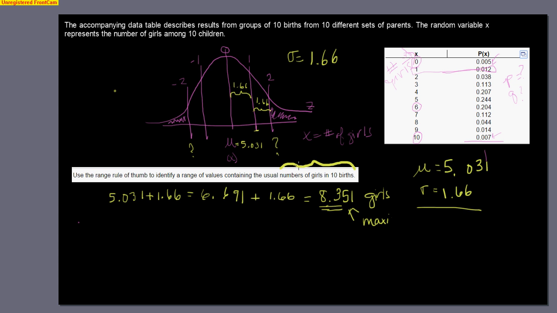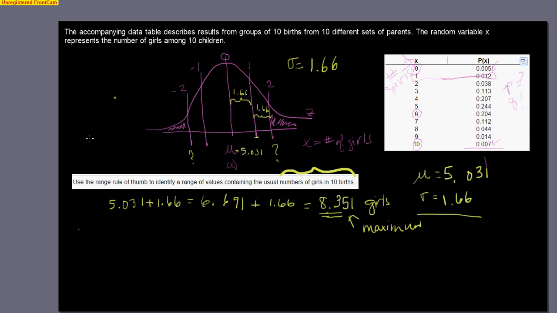It talks about using the range rule of thumb to figure out the usual value. So this is your maximum usual value. Anything below that, having 8 girls is still considered not unusual. Okay, and let's go the other direction. What is 2 standard deviations below the mean?